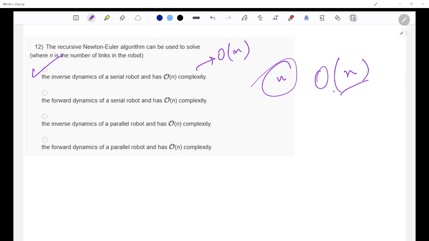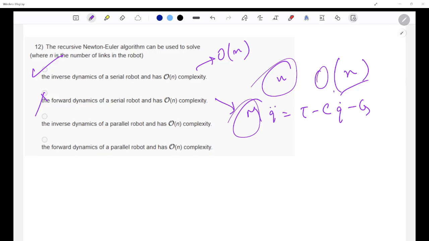The second option is the forward dynamics of a serial robot has the order of complexity as n. No, this is forward dynamics and it requires matrix inversion or special algorithms. So the Newton-Euler algorithm is not used for forward dynamics directly. Why? Because what do we do here? We have M(q) q double dot equals torque minus C(q, q dot) q dot minus G. So it requires the matrix inversion, right? So this Newton-Euler algorithm is not designed for this.